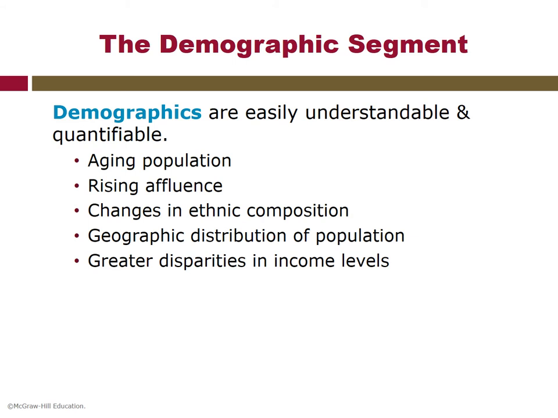Demographics are the most easily understood and quantifiable elements of the general environment. Demographics include elements such as aging population, rising or declining affluence, changes in ethnic composition, geographic distribution of the population, and income level disparities. For example, in Italy, the factor that contributes to the rapid increase of COVID casualties, I think it's more than 1,800, is its aging population. Italy has the oldest population in Europe. That's why it's really heavily affected.